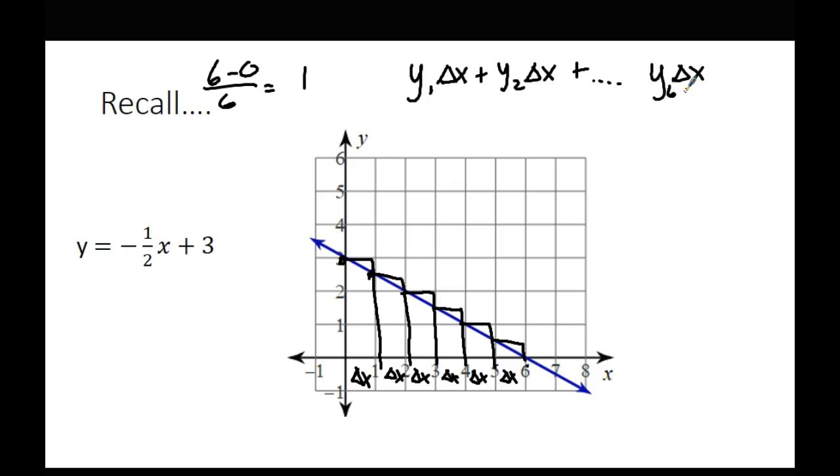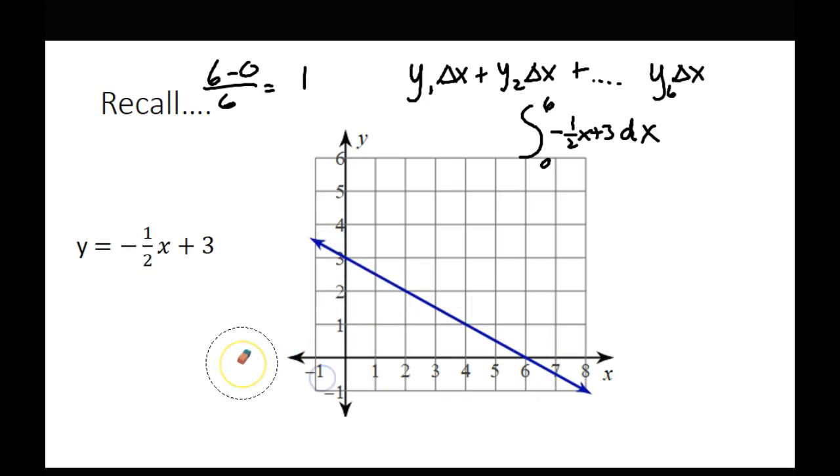Now, if I want to find the exact area, what do I do? It's an integration, right? And we're going from what to what? 0 to 6. And my function that I would be integrating is what? Minus one half x plus 3, right? And we're integrating with respect to x. And that's what it would look like. And it would give us a certain answer, which, since this is actually a triangle, we can find the exact area just using geometry. It looks like the base is 6 and the height is 3, so that's 18 divided in half is 9. Okay, so that's just review.